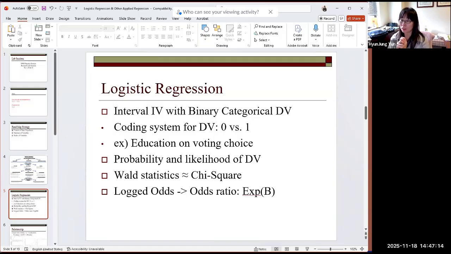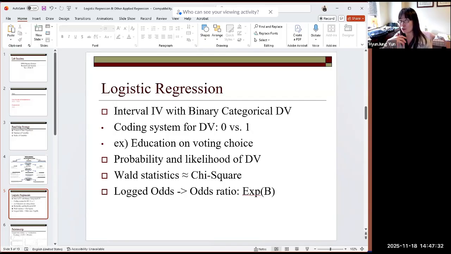I do not want to go over the theoretical foundation of how it works numerically. It's just like a chi-square test. How we calculate it is just like a chi-square test, but we call it by the name of the statistical test. It's a Wald test.